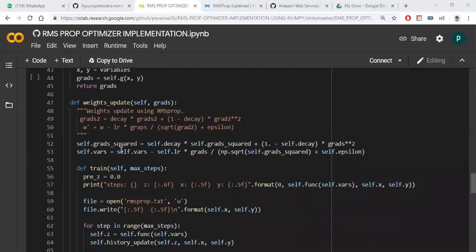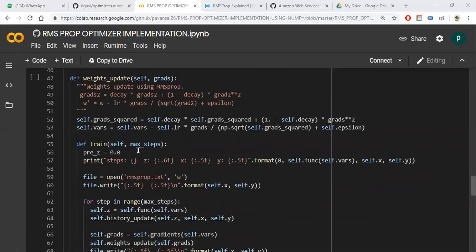So first we need to implement the square of the gradients. The square of the gradients is gamma into the previous squared gradients plus 1 minus gamma into gradient square, g square. So this is the weight formula, and I am implementing it like this. After that we need to train.